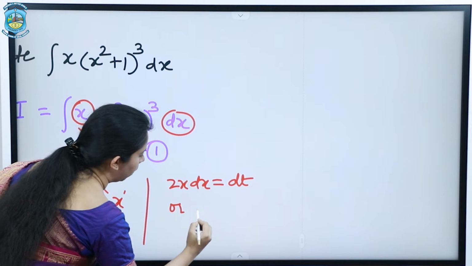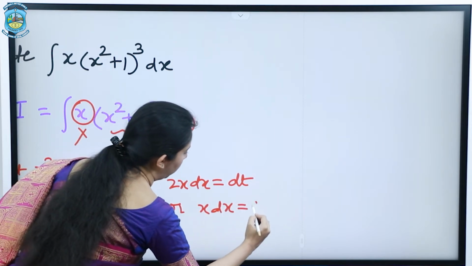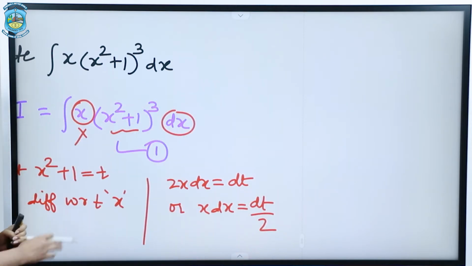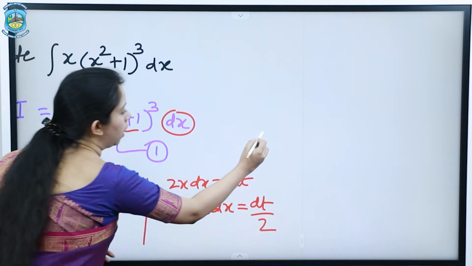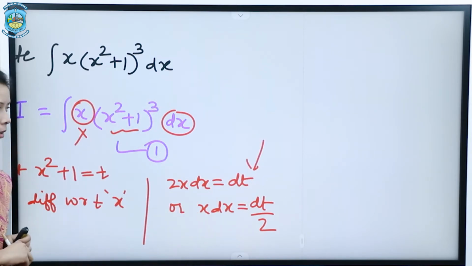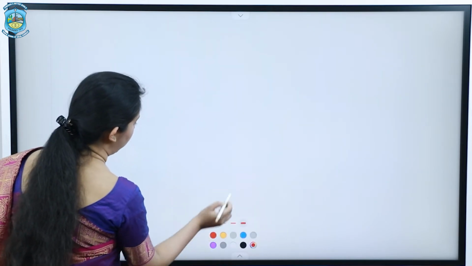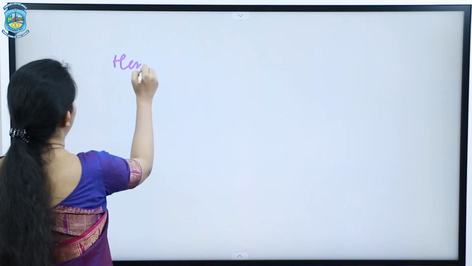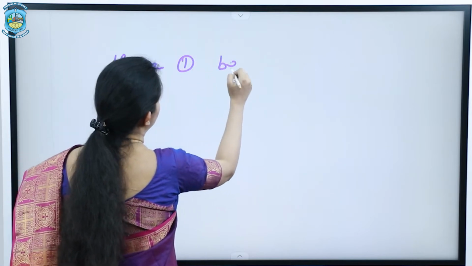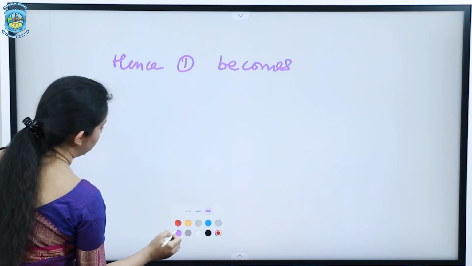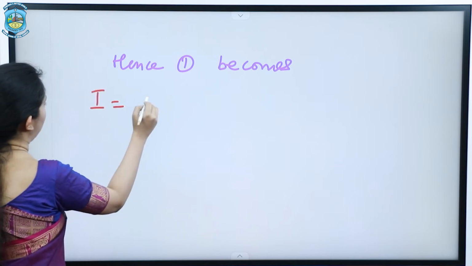So from here, we can write x dx will be equal to dt by 2. So therefore, this equation number 1 will get transformed into a new variable, that is t. So hence this equation 1 becomes, so here equation number 1 is I is equal to integral.